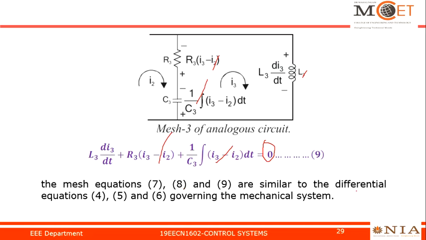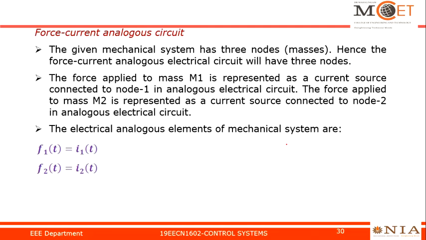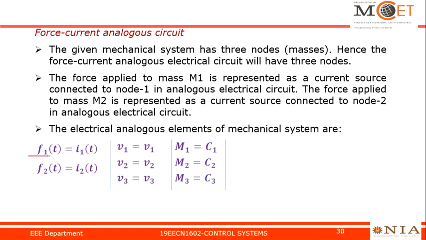So the mesh equations 7, 8 and 9 are similar to the differential equations 4, 5 and 6 governing the mechanical system. You can compare those 4, 5, 6 with 7, 8, 9. It will be similar. Now coming to the force current, you can also draw the force current analogies for the given system. In the force current, force becomes current. F1 of t becomes I1 of t, F2 of t becomes I2 of t, and the velocity becomes the voltage. See the difference? In force voltage, force becomes voltage and velocity output becomes current. Here, in force current, force becomes current and velocity becomes voltage.